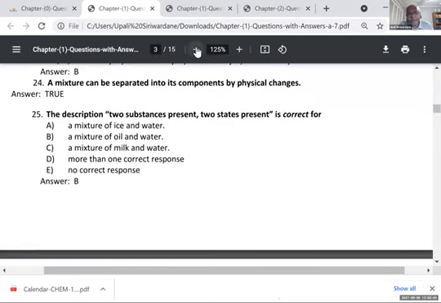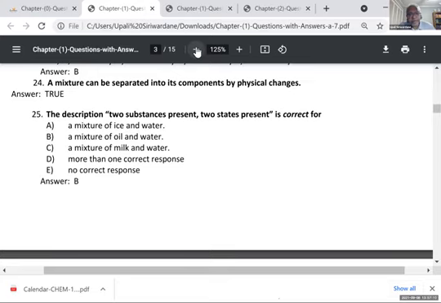Description: two substances are present, two states are present. Two substances means there are two distinct substances, pure substances or elements. Two states present means either liquid or solid, two different phases. A mixture of ice and water has no two substances, only two states present.